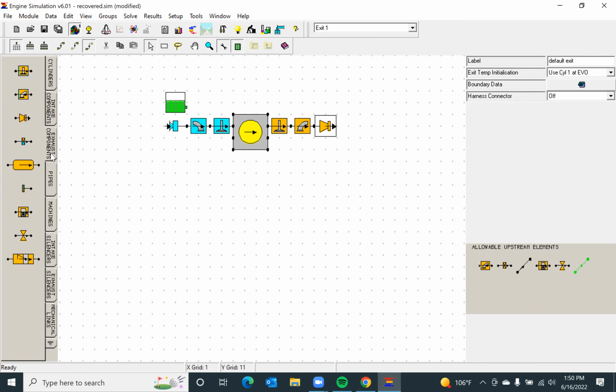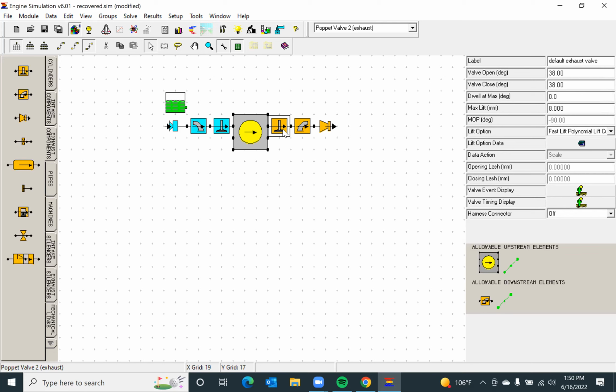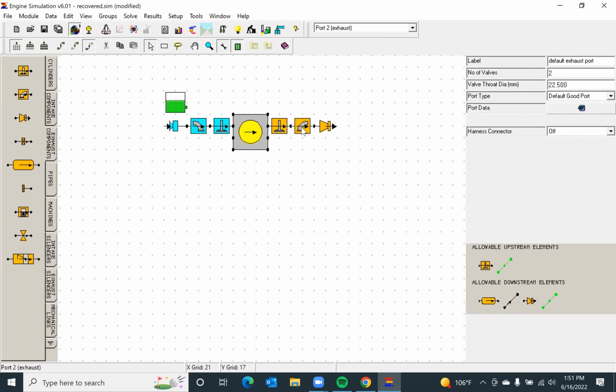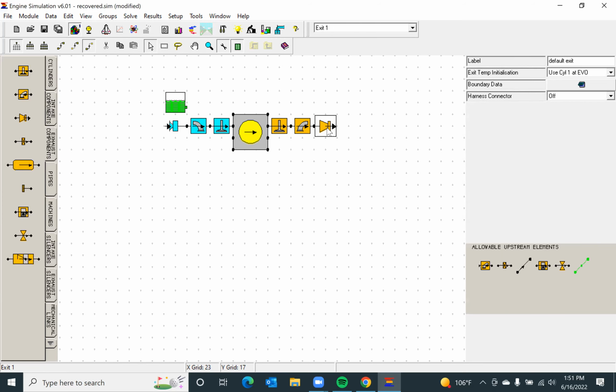Then you can go on to the exhaust side. So on the exhaust side, you have this exhaust valve. And this exhaust valve would also have open, close, all that type of stuff. Same information as the intake valve. You would have a plenum exhaust port and then you will have the fixed default exhaust.